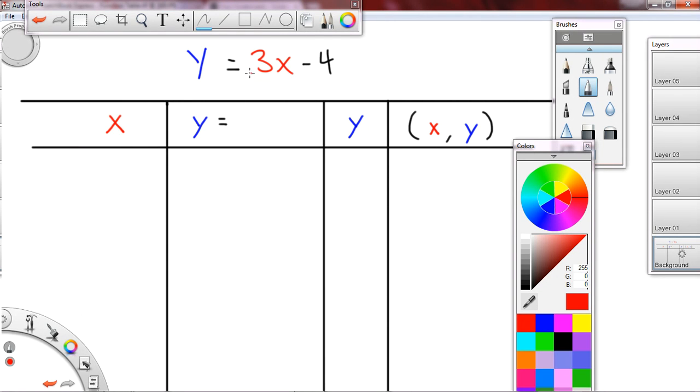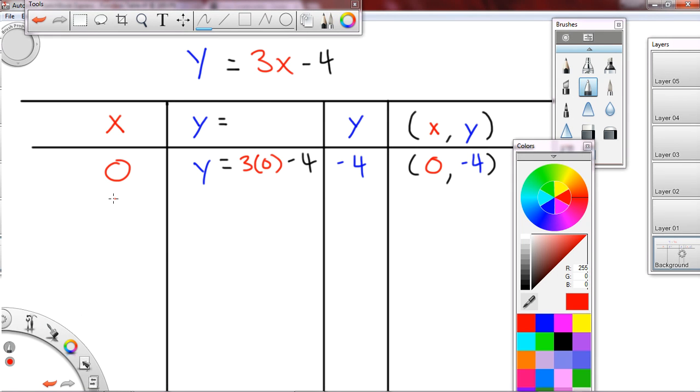Okay, so let's try some numbers. Now remember, a good one to plug in is always 0. So I'll plug in 0 for x, and I'll say that y is equal to 3 times 0 minus 4. Even though it's 0, I'm still going to put it in parentheses because I need to multiply it times 3. Now, 3 times 0 is 0, minus 4 is negative 4. So our coordinate pair is going to be (0, -4). And this says that when x was 0, with this particular function, we got a negative 4 for y.